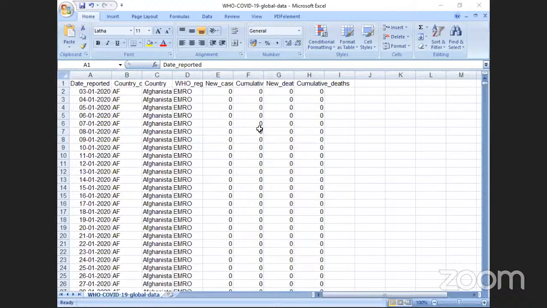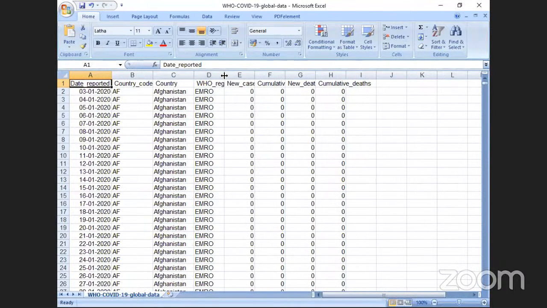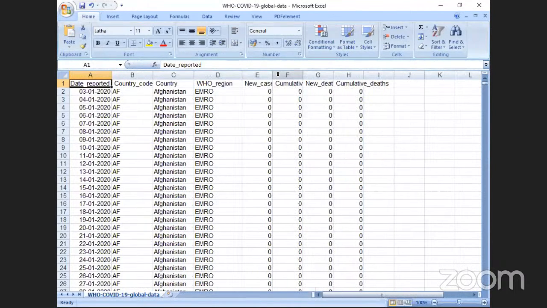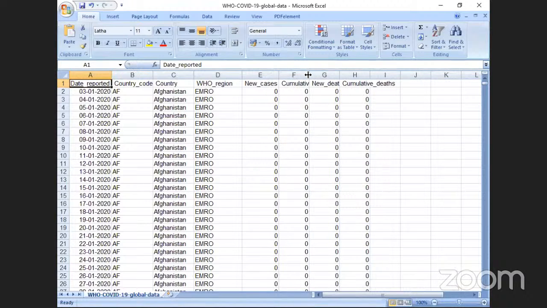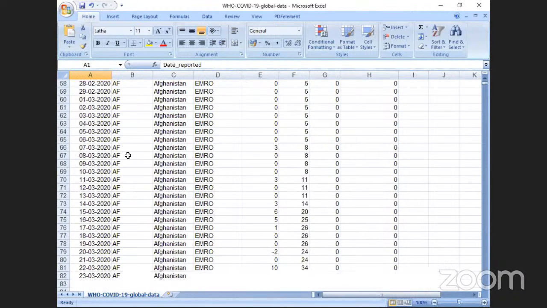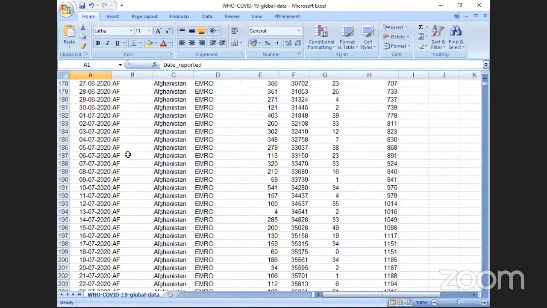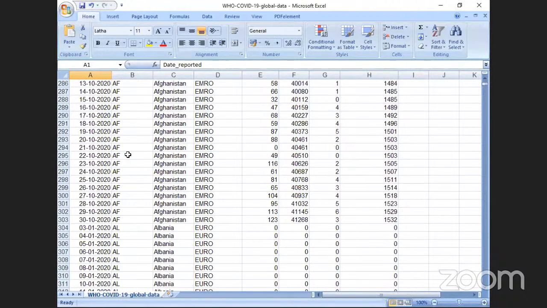So this is about that data set. You can see with respect to country code, country, and let's say the cases, cumulative cases, new death, cumulative death. Likewise, they have given this data set for the global wide data. You can extract based on the country, based on the region, or based on a specific date. You can simply do your analysis with the help of this data set.